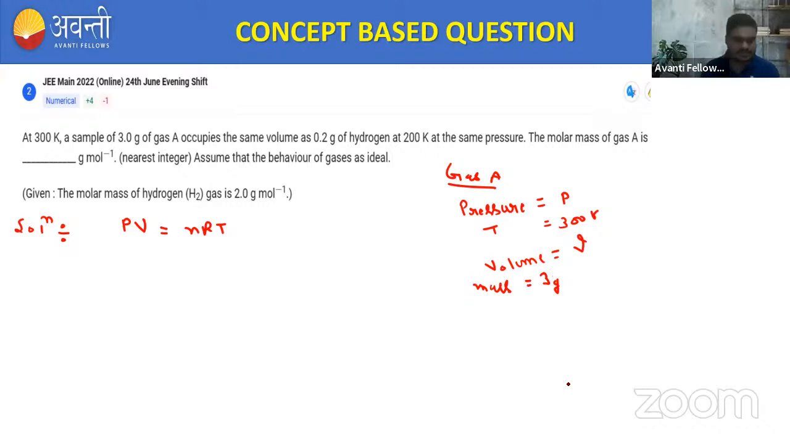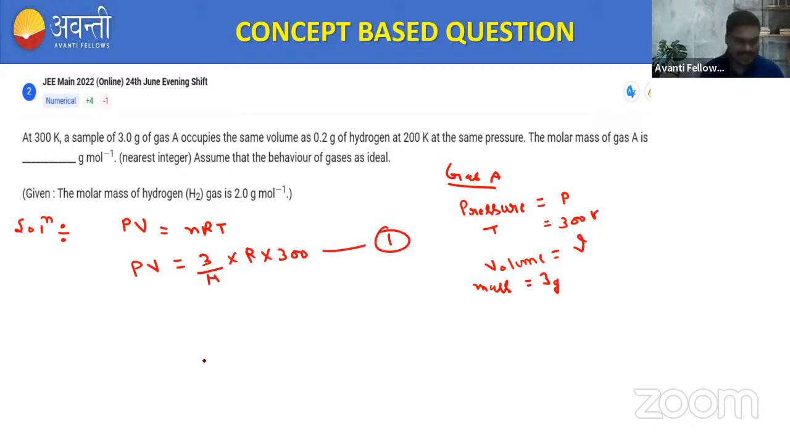Again we need to find this. So from this equation, we can write the formula: PV is equal to nRT. So n we write as 3 upon molar mass, into R into T, which is 300. Call this equation 1.